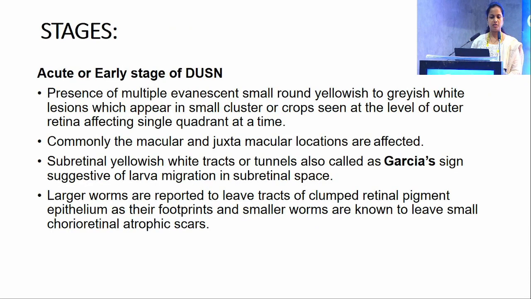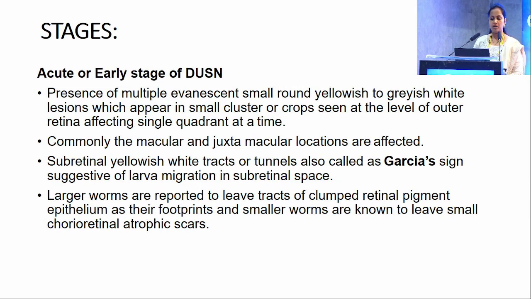DUSN is characterized by two stages: acute or early stage of DUSN, and chronic or late stage of DUSN. Acute stage is characterized by the presence of multiple evanescent, small, round, yellowish to grayish white lesions which appear in a small cluster or crop, seen at the level of the outer retina, affecting a single quadrant at a time. After the worm passes to another area, these lesions will disappear and another crop of lesions will appear in another quadrant. Commonly, the macular and juxtamacular locations are affected.